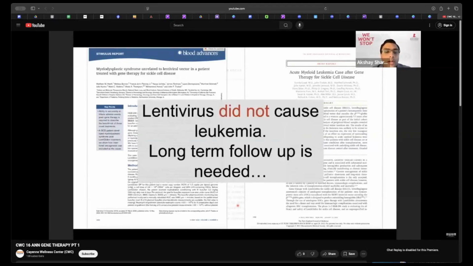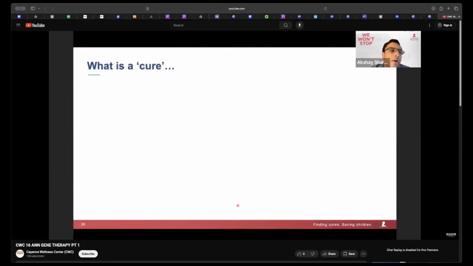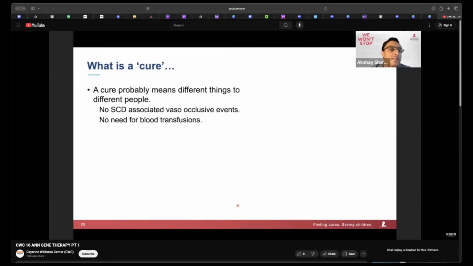And we need long-term follow-up from these studies. These studies have only followed patients for about 5, 6 years. We need to follow these patients really, really long, 15 years, 20 years, to really understand what the risk is from these novel therapies. I also want to bring up this question of what a cure means.